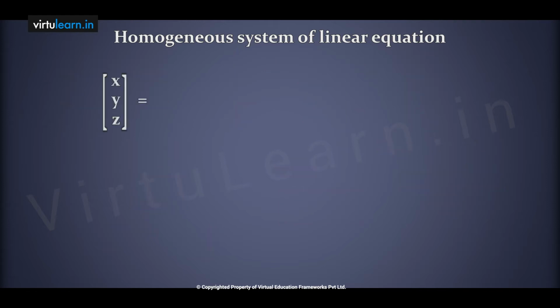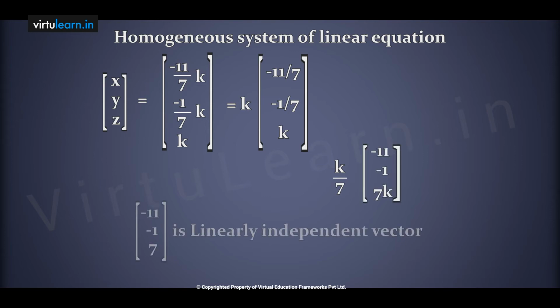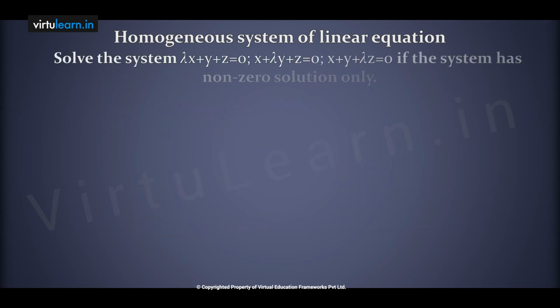X, y, z equal to minus 11 by 7 k, minus 1 by 7 k, k; k is common: k times (minus 11 by 7, minus 1 by 7, 1). This is the linearly independent vector. Otherwise, you can take k by 7 common: (minus 11, minus 1, 7) is the linearly independent vector. Only one column vector we are getting here. 3 minus 2 equal to 1. That's why we are getting one linearly independent vector.